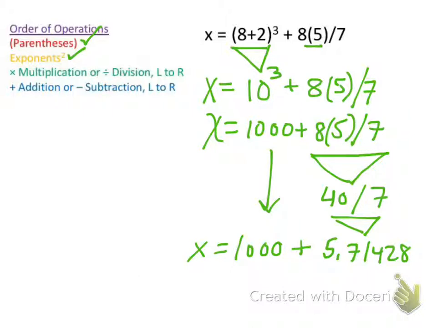The last step, now that we've done our multiplication and division, is addition and subtraction. We do have addition here. So x equals 1,005.71428. Now we have performed correctly the order of operations in our calculation.